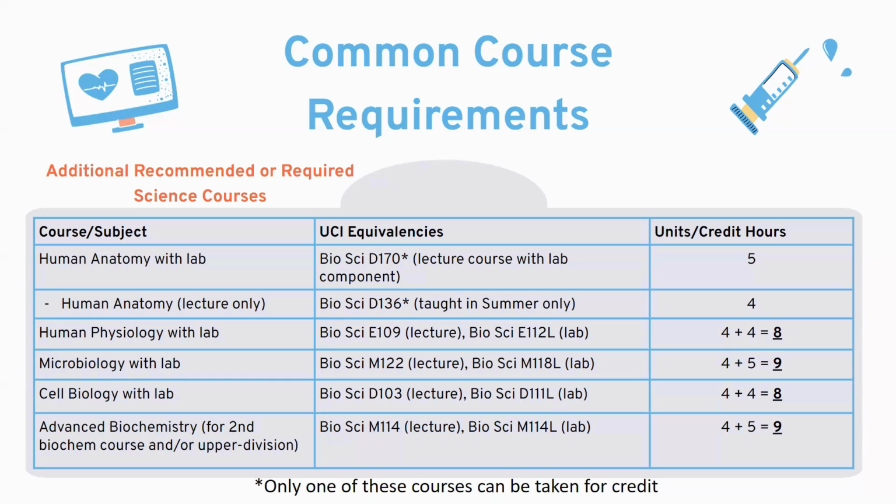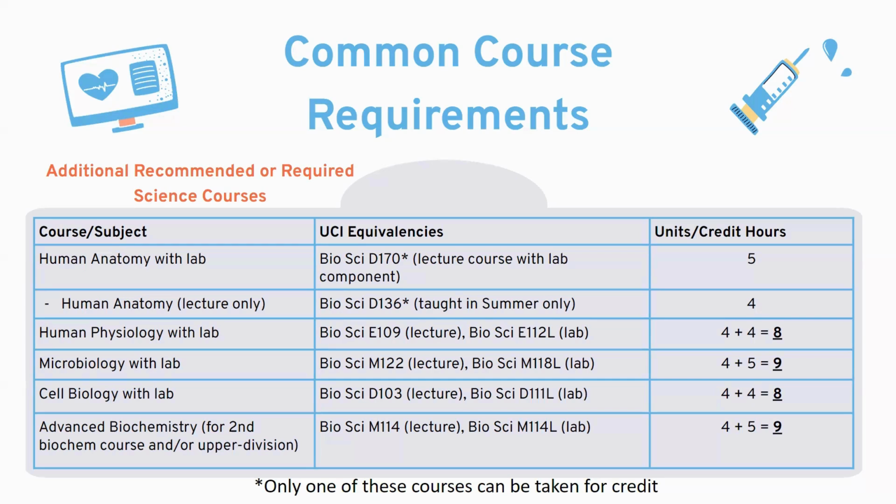And next we have cell biology with lab. The cell biology lecture course is Bio D103. The lab course is Bio D111 lab. You'll see that each of those courses is 4 units.